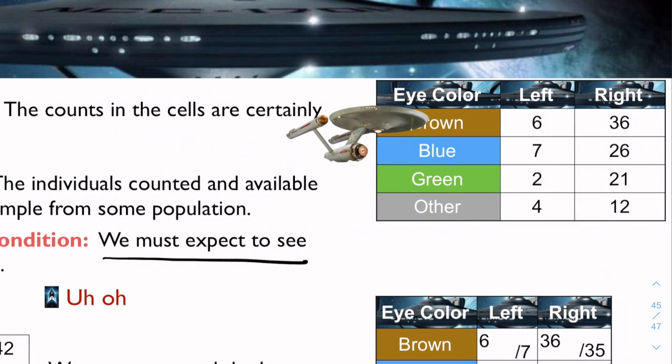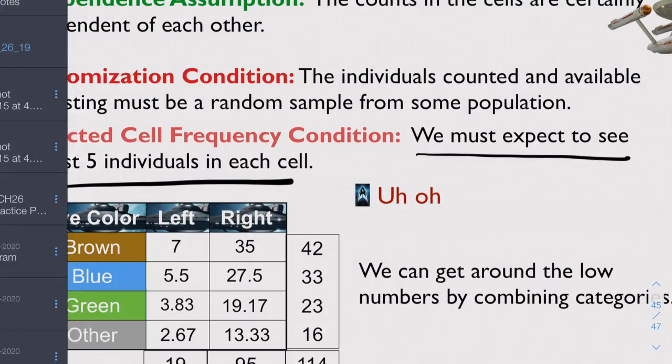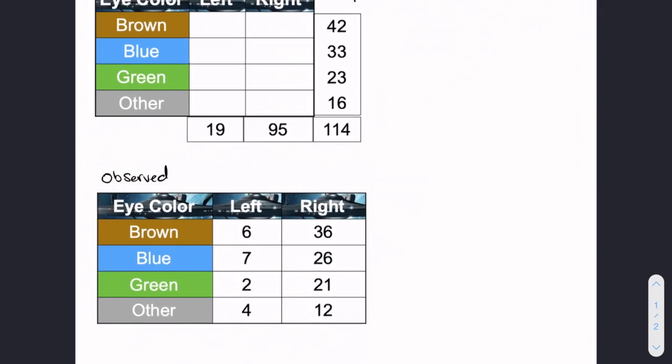Now, if we look at just the observed data, we get 2 problems. Green and other are lower than 5. So we immediately have a problem, and we need to check our expected values. Now you see this in our table, but just as a refresher, how do you calculate those expected values?